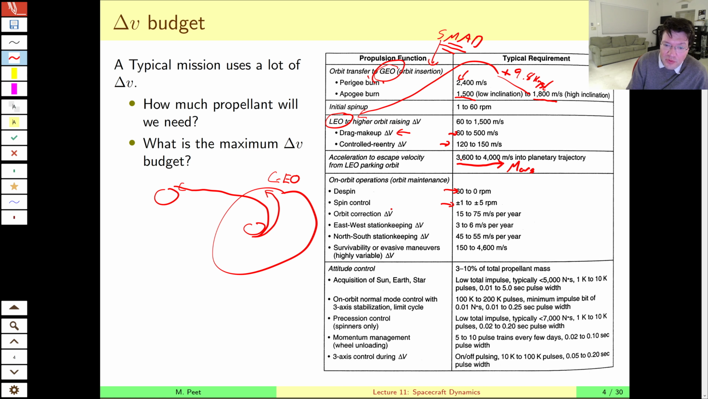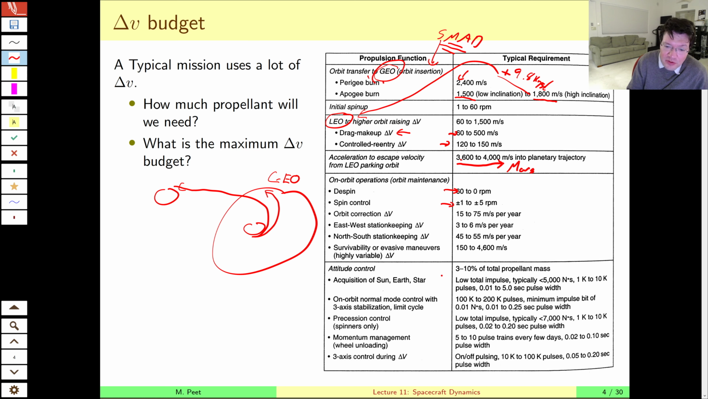So then, yes, orbit correction. You have to calculate something for that. Station keeping, right? There are a lot of orbital perturbations. Again, we'll be talking about that in a later lecture. You need to correct for evasive maneuvers. Okay, so that's if you've got someone coming to get you, or you've got a micrometeorite coming in that you want to avoid. Sometimes you need delta V for that.